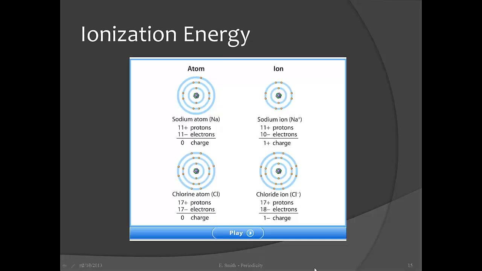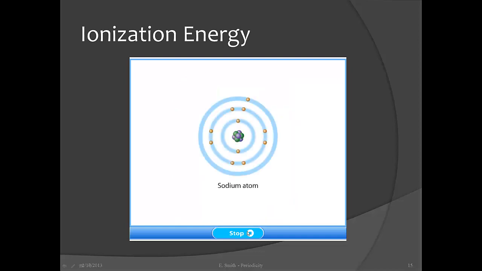An ion is an electrically charged atom. If the ion has more protons than electrons, it is a positive ion or cation. If it has more electrons than protons, it will be a negative ion or anion. Ionization is any process that causes a gaseous atom to become electrically charged.